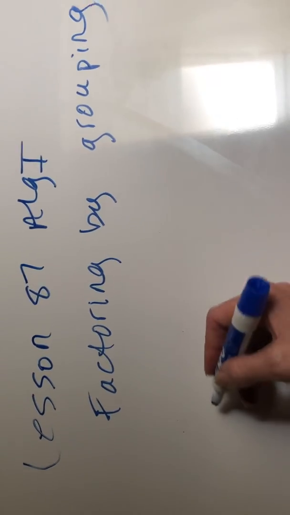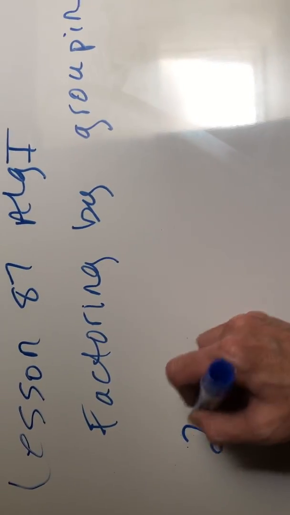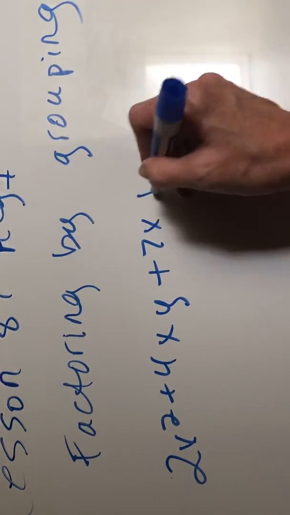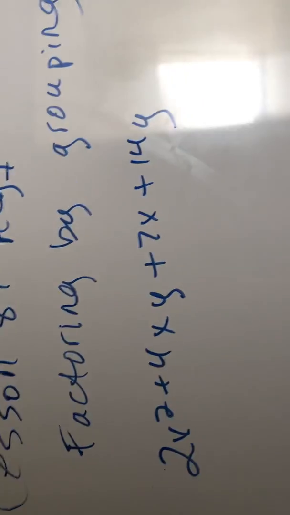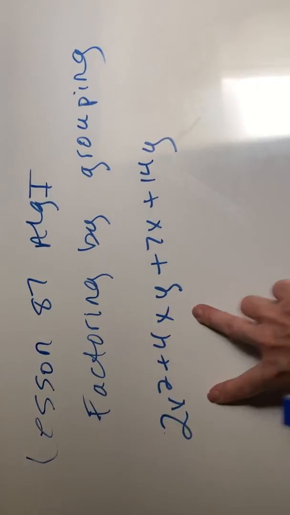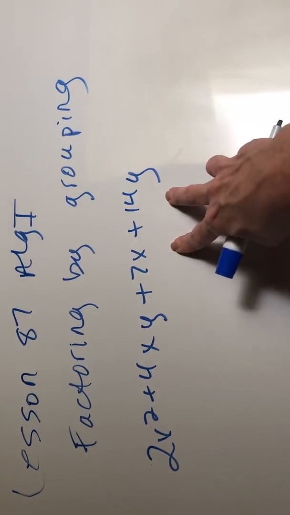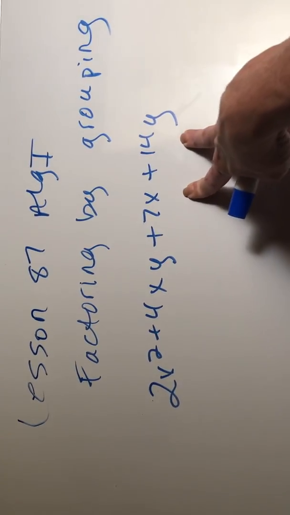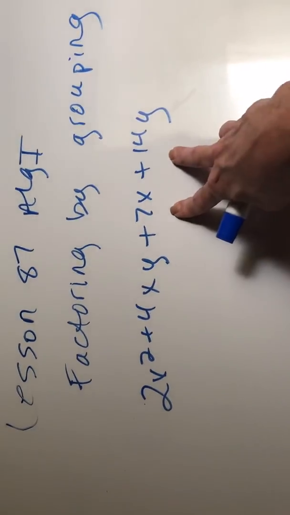What's going to happen is you're going to be given four terms, like 2x squared plus 4xy plus 7x plus 14y. So you're going to look at the first two and take something out of it. You're going to look at the second two and take something out of it, which is something we've done before. We do it in that advanced factoring, and I'll show you that again here in a minute.